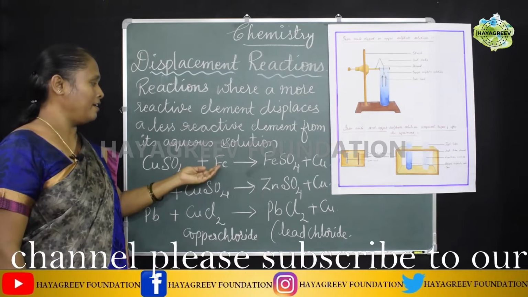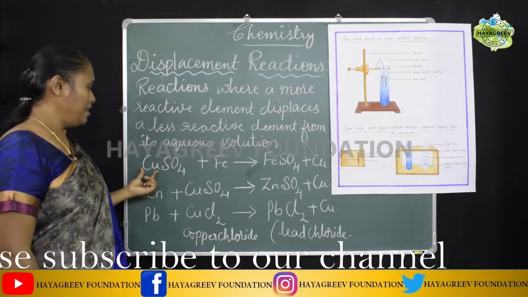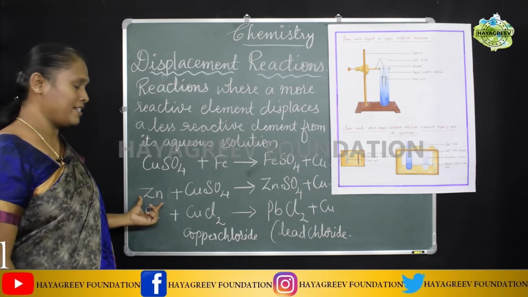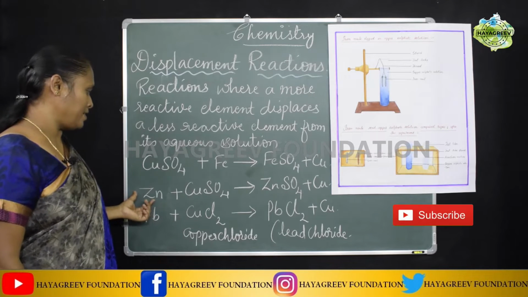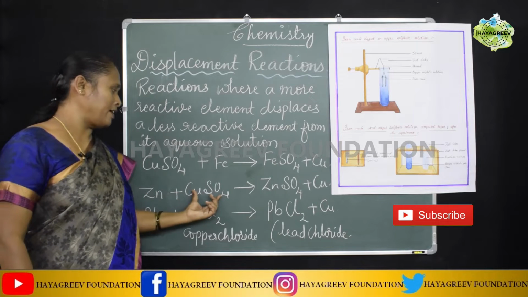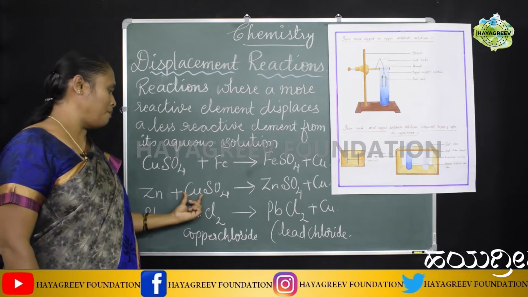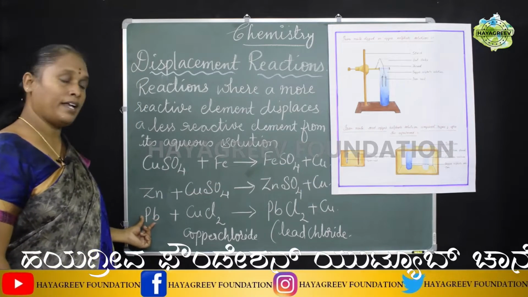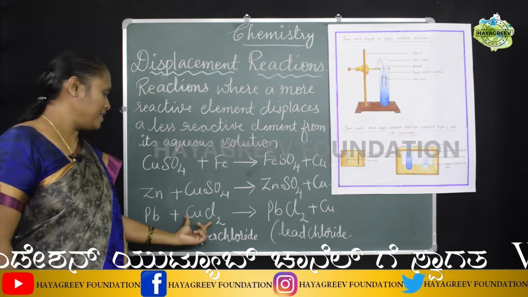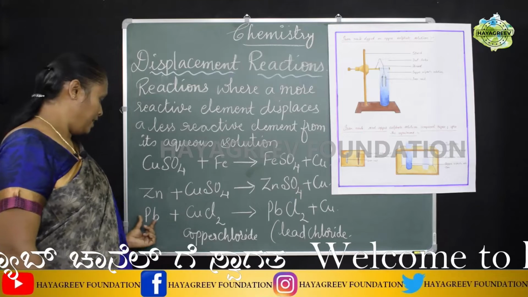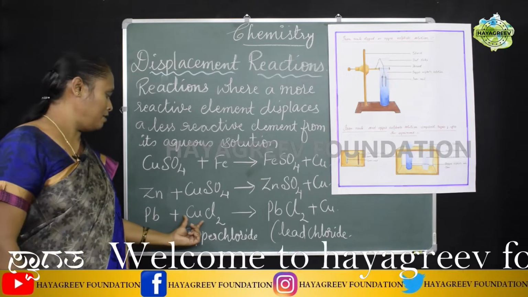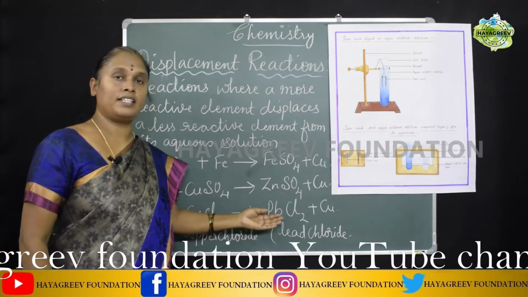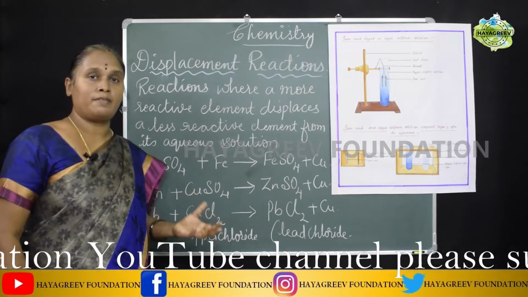So what you have observed is that a more reactive element has displaced the less reactive element from its salt. Other examples of displacement reactions: zinc, when made to react with copper sulfate, displaces copper from copper sulfate, forming zinc sulfate. Another example is lead. When it is made to react with copper chloride, lead being more reactive than copper displaces copper and forms lead chloride. These are the examples of displacement reactions.